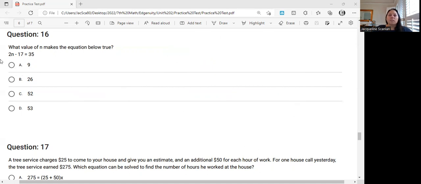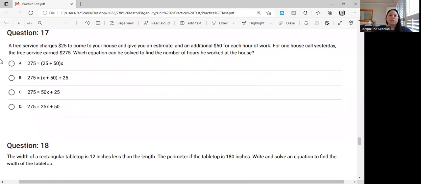Okay, that's number 16. Moving on to number 17. A tree service charges $25 to come to your house and give you an estimate, and an additional $50 for each hour of work. For one house call yesterday, the tree service earned $275. Which equation can be solved to find the number of hours he worked at the house?